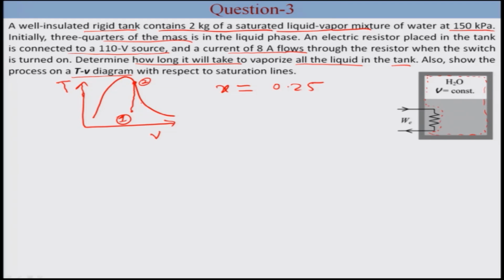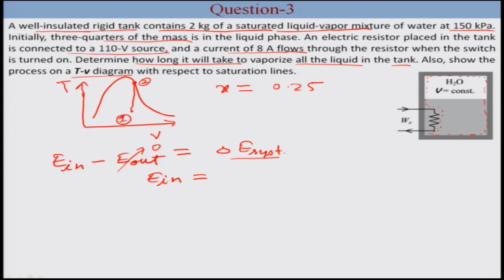Now further we need to determine the time it takes to vaporize all the liquid. Since it is a closed system, the energy balance on the closed system will be total energy in minus total energy out equal to change in total energy of the system. Since this tank is well insulated, there is no energy coming out of the system. Only energy in will be here, equal to change in total energy of the system.